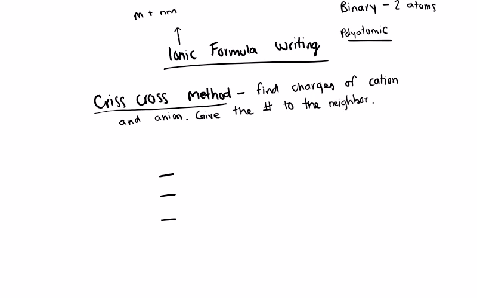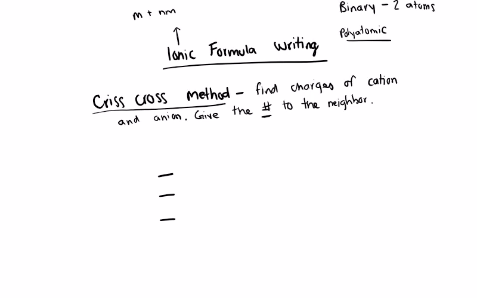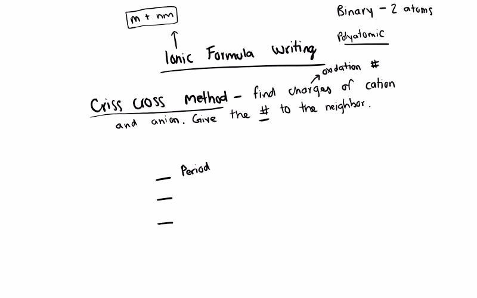So crisscross method, you have to use the charges for the cations and anions. You give the number of the charge to the neighbor. So first thing you have to think about is where can we find the charges? And so what I mean by charges, our fancy vocabulary word for that is oxidation numbers. Okay, so remember again, in Unit 2 and Unit 3, we discussed how the metals and nonmetals within the periodic table will gain or lose electrons in order to be stable. And so we can predict their oxidation numbers, or we can predict their charges in a predictable manner because of the periodic table. Okay, so that's your first place to look.